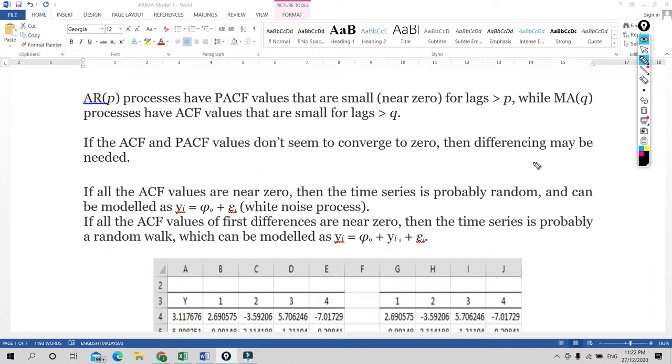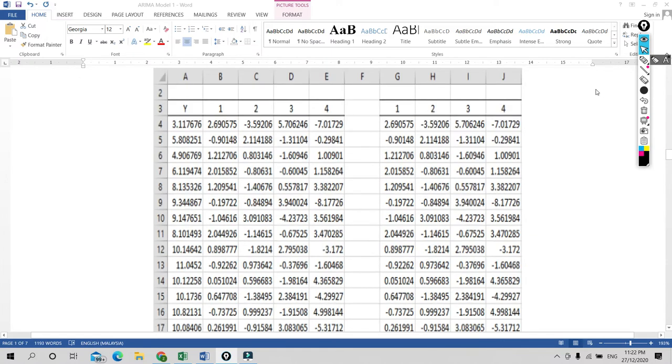Okay. Now I want to show you how to do differencing. Let's say I have the data here, and you can do the differencing here. This is the first differencing, this is the second differencing, this is the third differencing, this is the fourth differencing. I show you the formula up to the third differencing, so you can also apply this formula to find the fourth differencing.